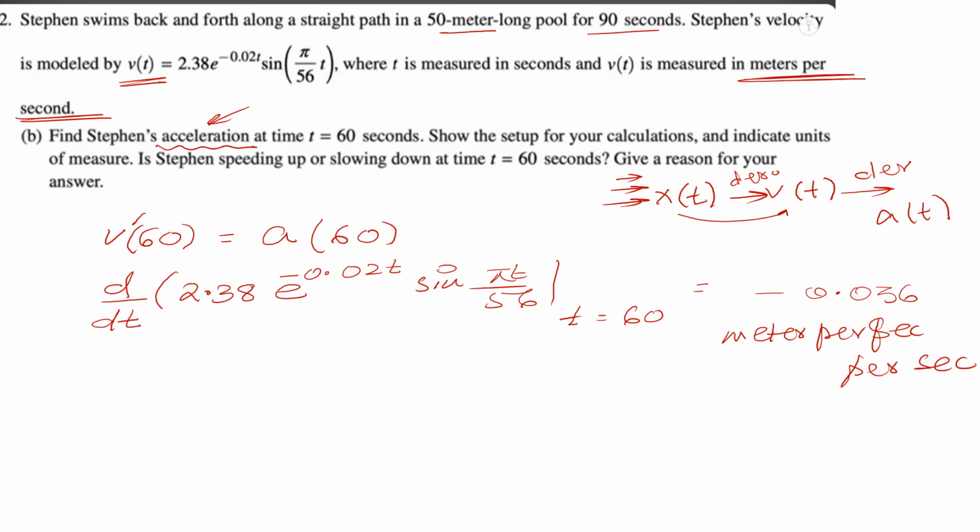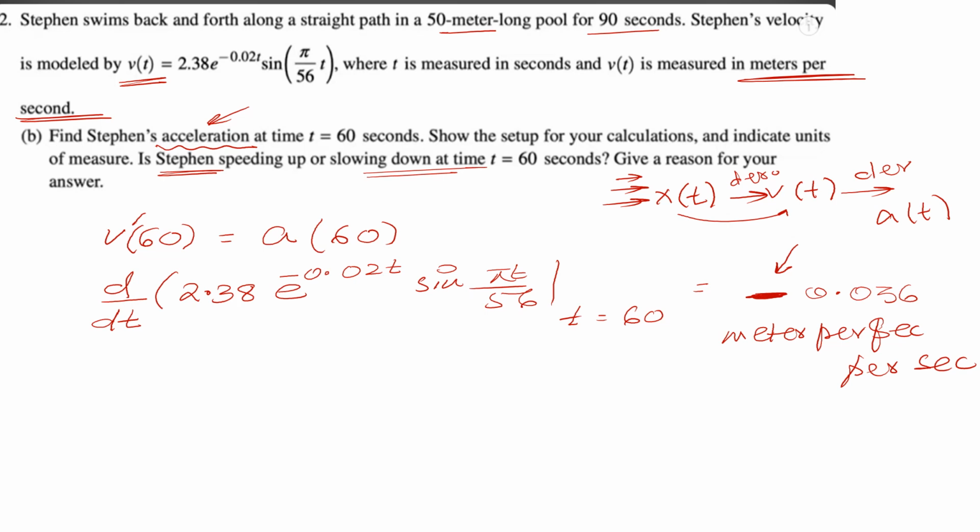Now the second thing is: is Stephen speeding up or slowing down? In order to find this, you know that if the velocity and the acceleration both have the same sign, it means they are speeding up. Whereas if the velocity and acceleration have different signs, then it means it is slowing down. So here for the acceleration, the sign is negative.